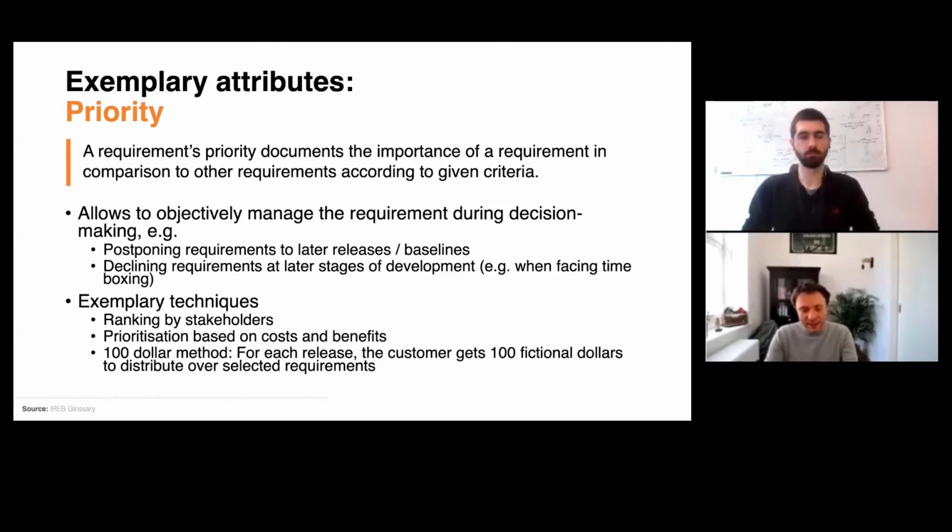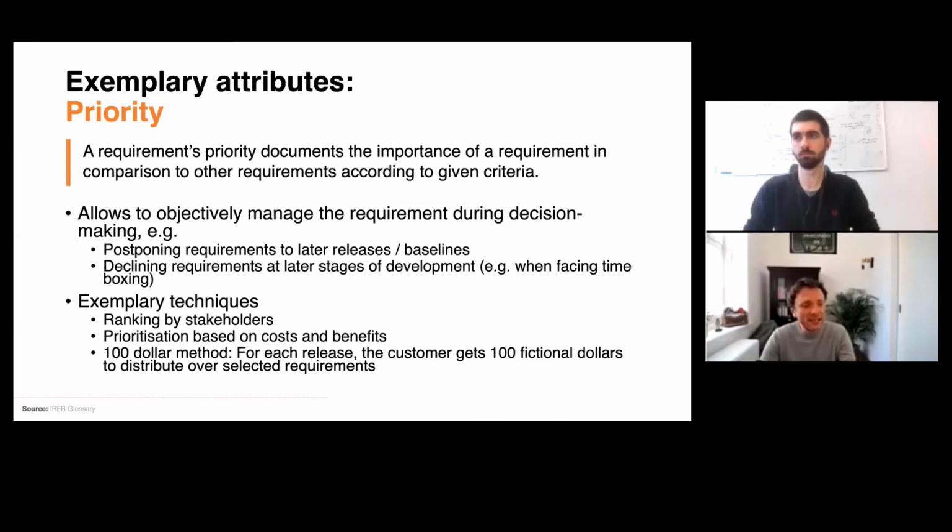Now, one of the difficulties in capturing the priority of a requirement is choosing which technique I should use. So three prominent techniques that you will very likely find in literature are the ones you can see at the bottom of this slide. We have one option that is very often subject to debate, at least, that is that I can rank or have my stakeholders rank the requirements according to their relevance from their perspective. This is ranking by stakeholders.